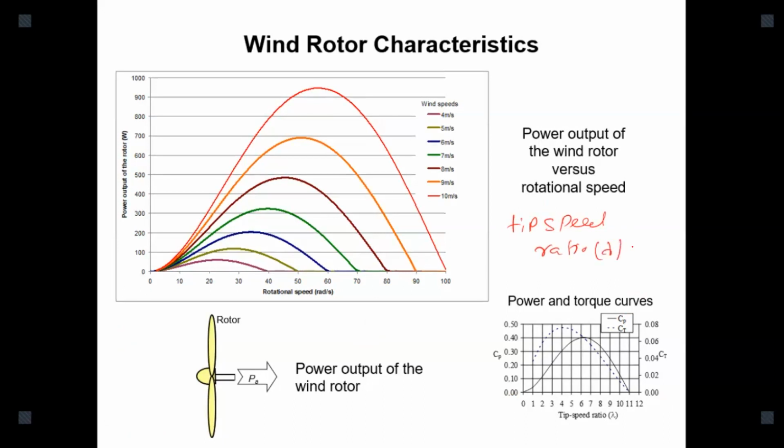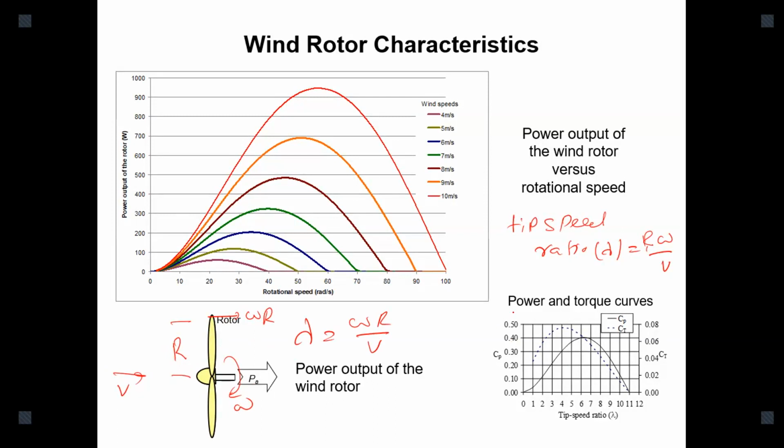We are calling this lambda. Lambda is R omega upon V. R is the radius, and this rotational speed is omega. Now the tip is moving at R omega, and the wind speed is V. So lambda is R omega upon V. That is also a very important one.